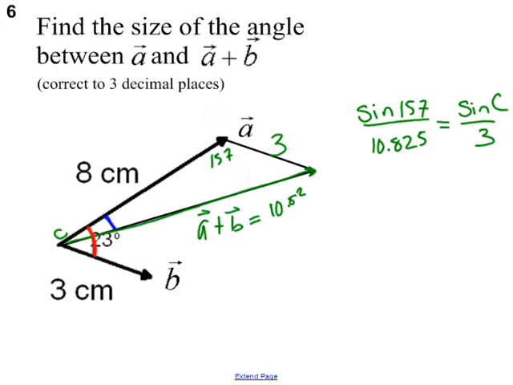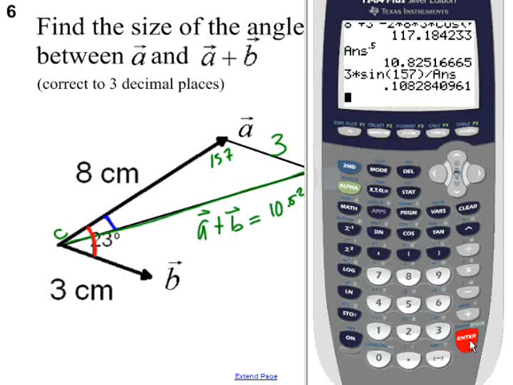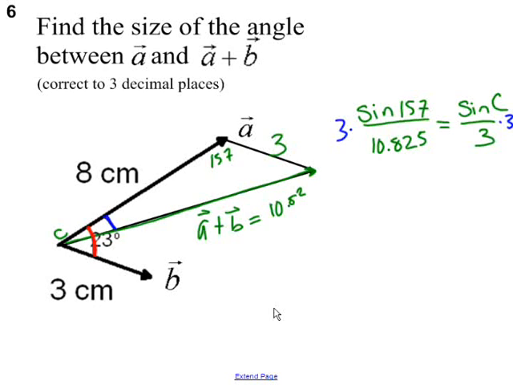And so now we just go ahead and cross multiply. So I'm going to multiply this side by 3. Type that into my calculator. So I have 3 times sine of 157 divided by my answer, so second answer. Hit enter, and I get some decimal, 0.108. So I'm going to write that down.